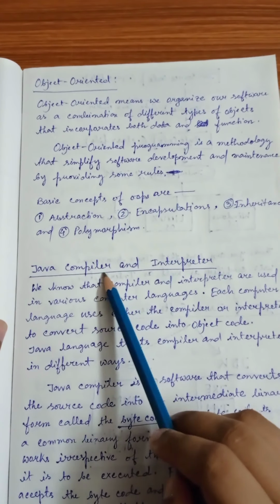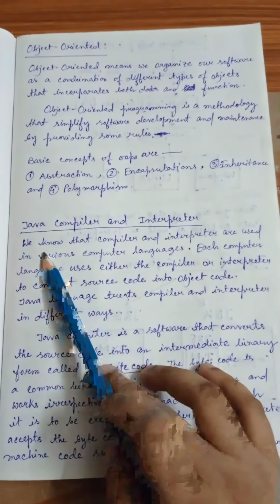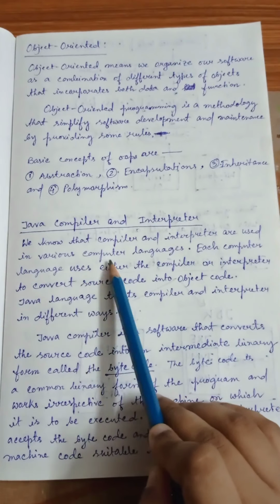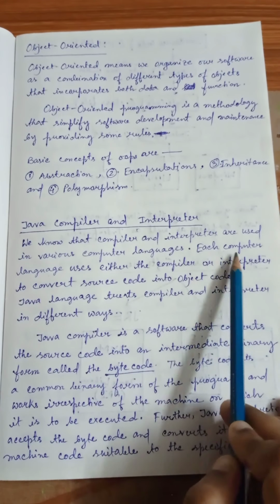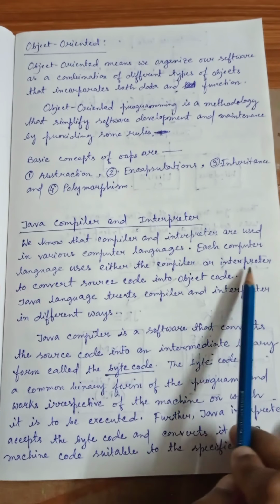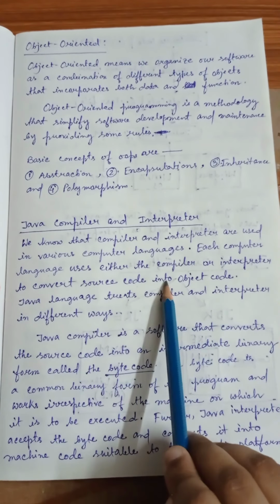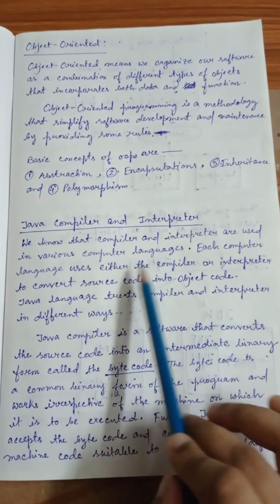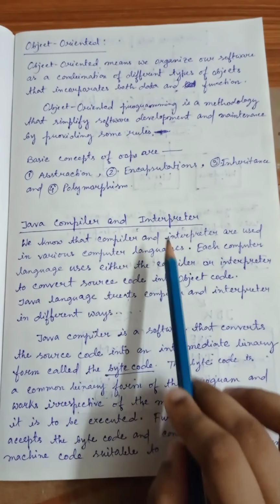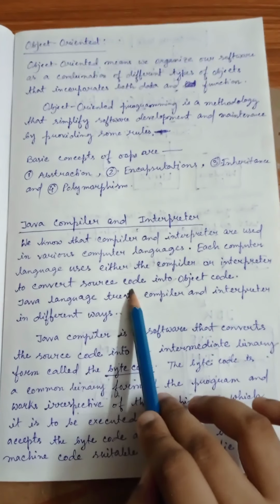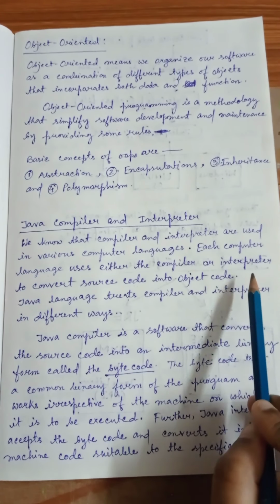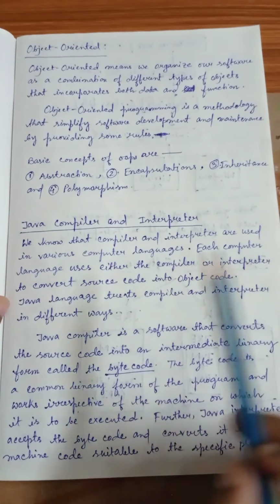Next is Java compiler and interpreter. We know that compiler and interpreter are used in various computer languages. Each computer language uses either the compiler or interpreter to convert source code into object code. So compiler and interpreter are software programs. These are used to convert source code written in high level language into object code written in machine level language, which is 0 and 1.